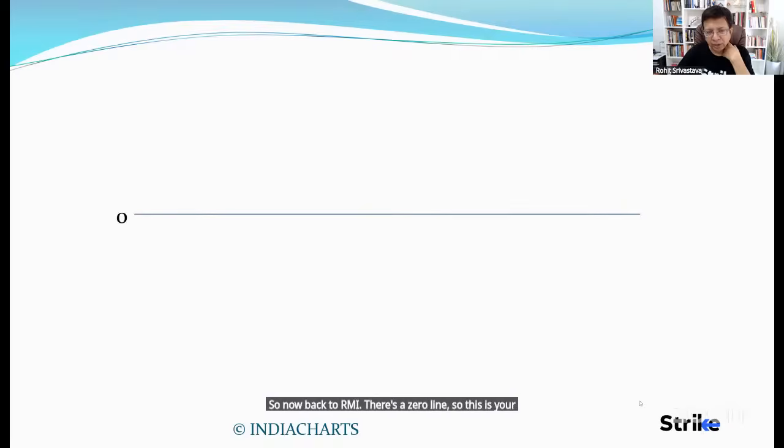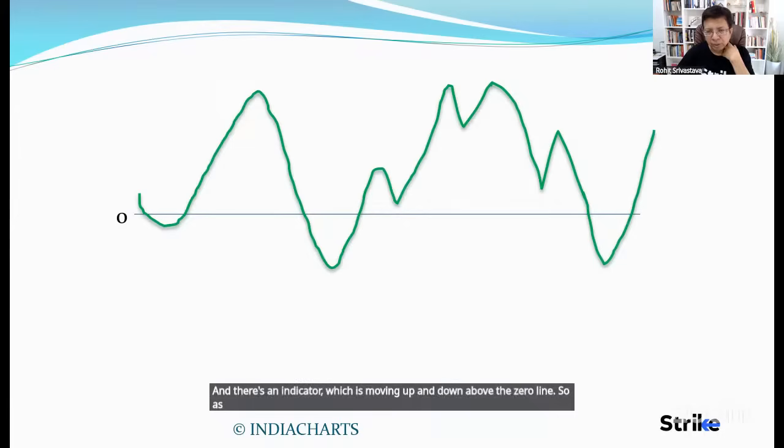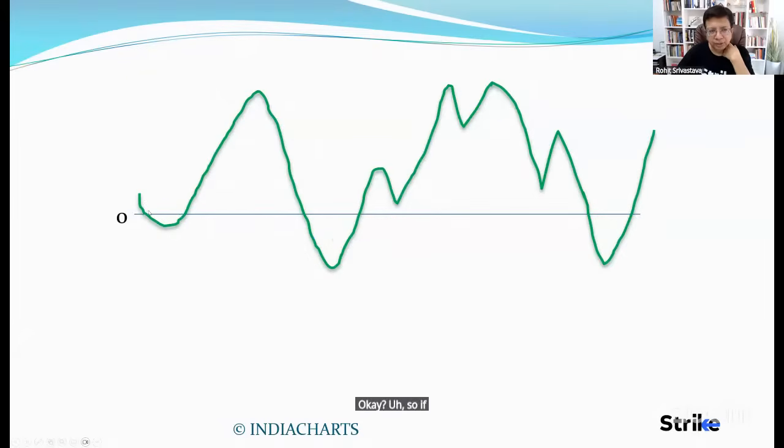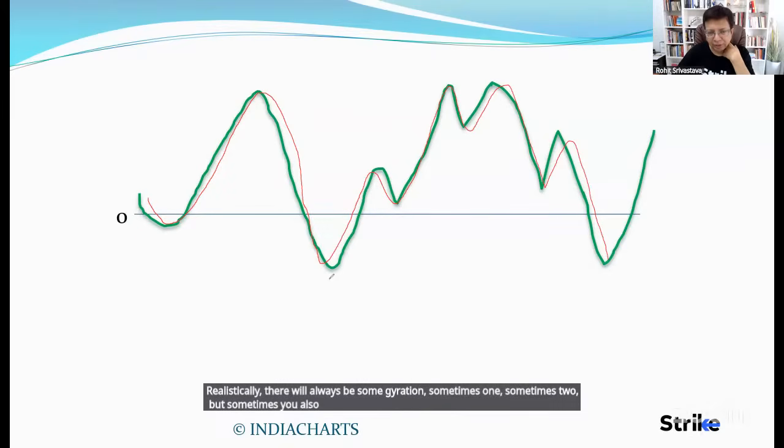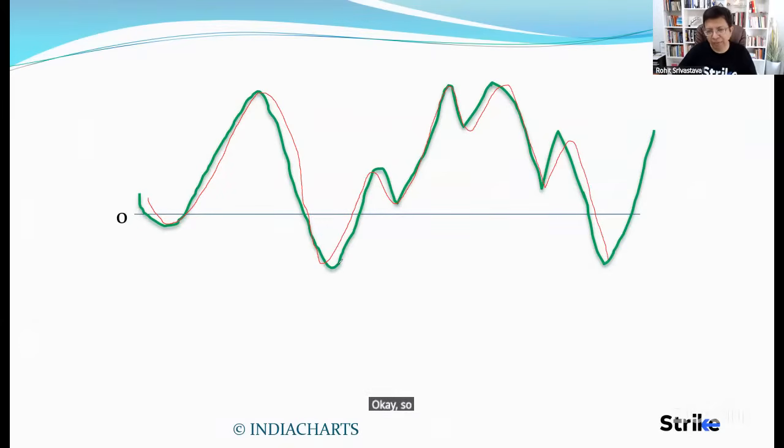So now back to RMI, there's a zero line. So this is your zero line, and there's an indicator which is moving up and down above the zero line. As it moves, either it can be a smooth line like this one, just goes up and comes down, or it can have a few gyrations like this. Realistically, there will always be some gyrations, sometimes one, sometimes two, but sometimes you also get smooth cycles. Both types exist.